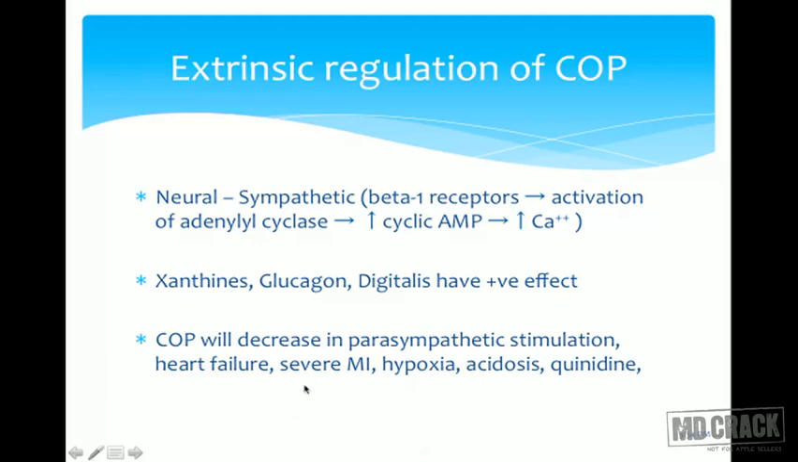Cardiac output will decrease in heart failure. Cardiac output will decrease in severe myocardial infarction, hypoxia, acidosis, and quinidine.